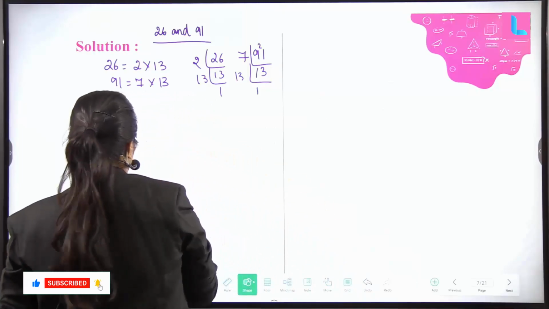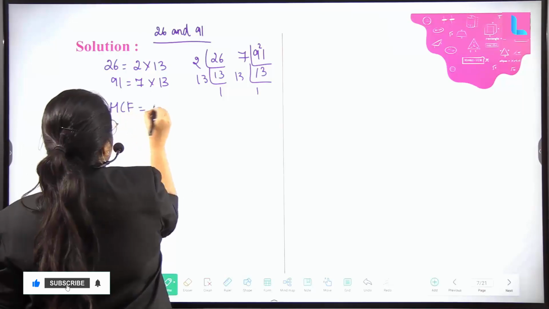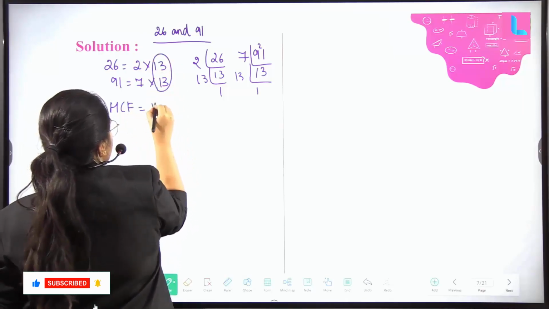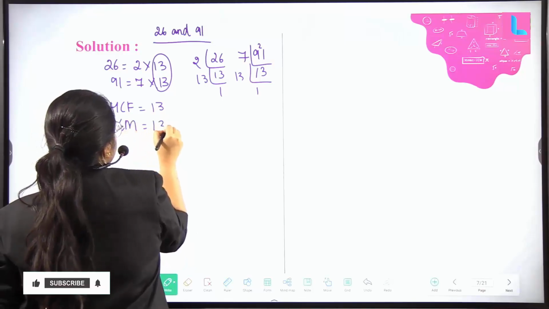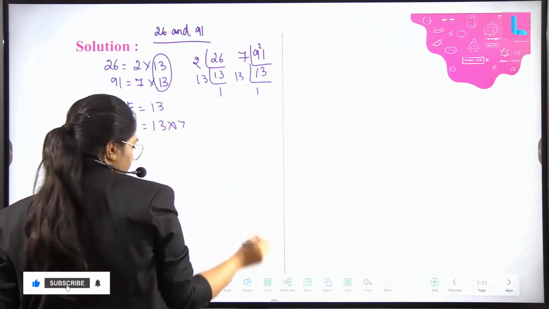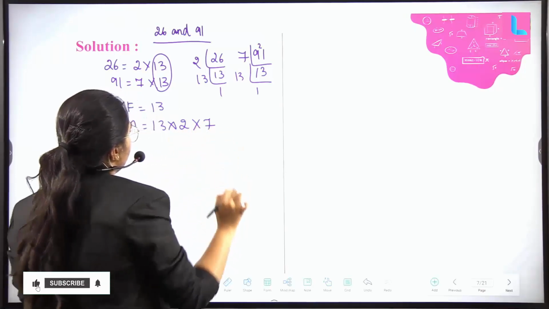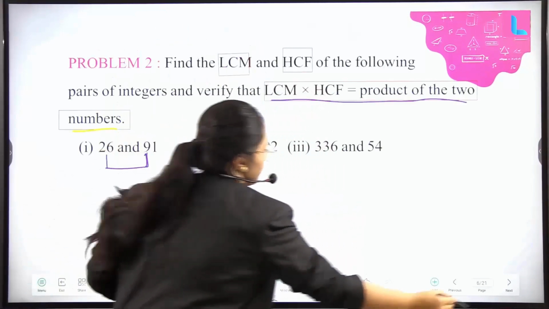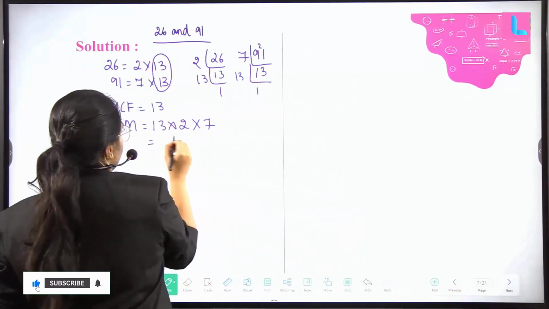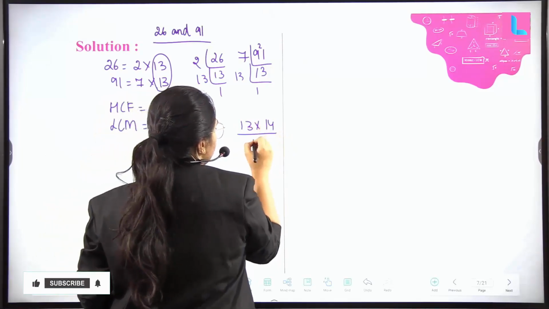So here HCF is equal to, the common number is 13, LCM is equal to 13 into 2 into 7. Okay, in the question they have asked over here, first let me solve this LCM. 13 into 14.